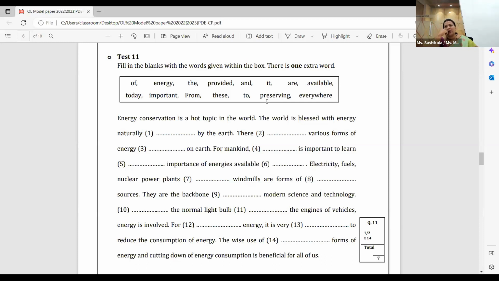So other than that, I don't think any other word is difficult for you. Let us read the words again. Of, energy, the, provided, and, it, are, available, today, important, from, these, to, preserving and everywhere. Take the meaning of every word to your head. After reading these words, take the meaning and then read.